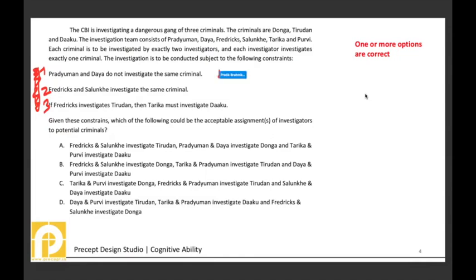In this case, we are already given Pradyuman and Daya cannot investigate the same criminal. This is not possible. So A is wrong because of that. Next, option B. Frederick and Salunke investigate Donga, Tarika and Pradyuman investigate Tridun, Daya and Purvi investigate Daku. Okay, so Frederick and Salunke investigating the same criminal is fine. Tarika investigates Tridun and Daya and Purvi investigate Daku, which is also fine because in the third condition, Frederick is not investigating Tridun, so the next part will not follow after that. And Pradyuman and Daya are investigating different criminals, so that also gets satisfied, so B is fine.